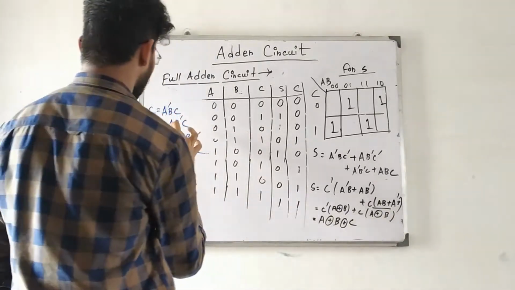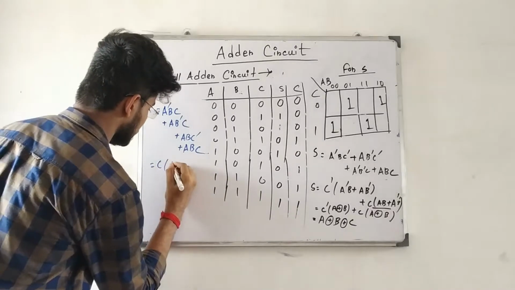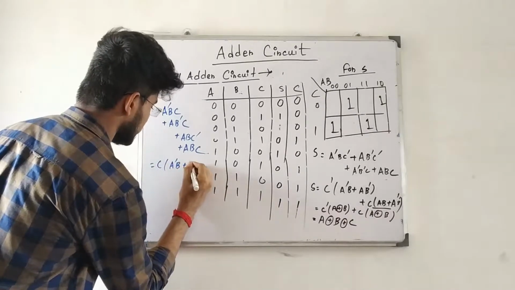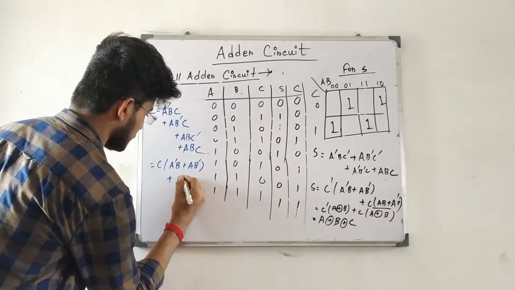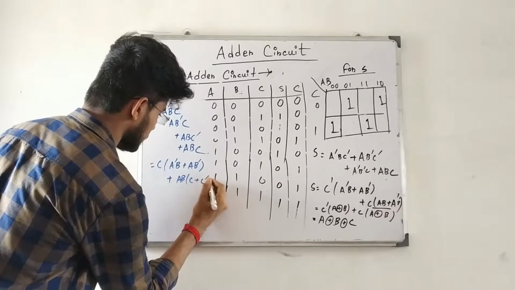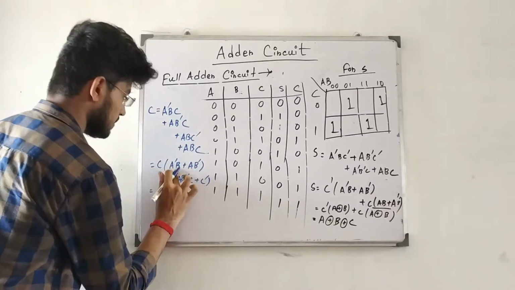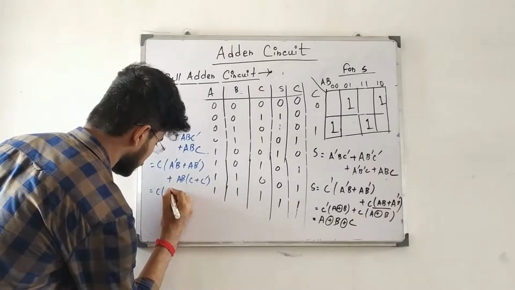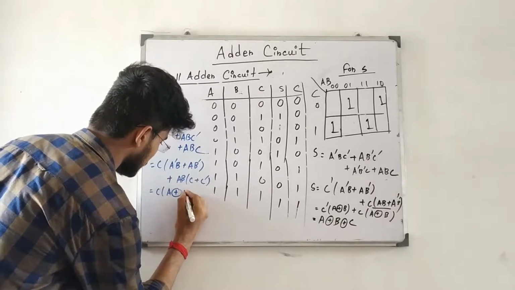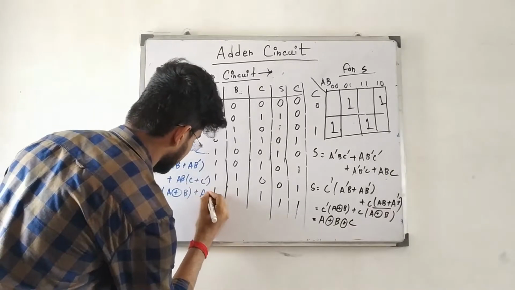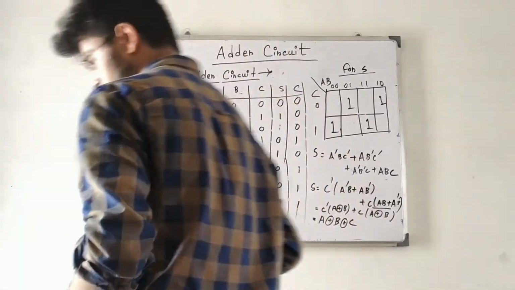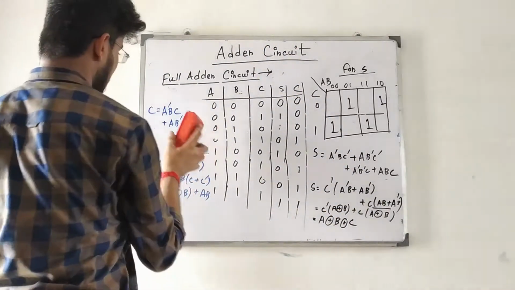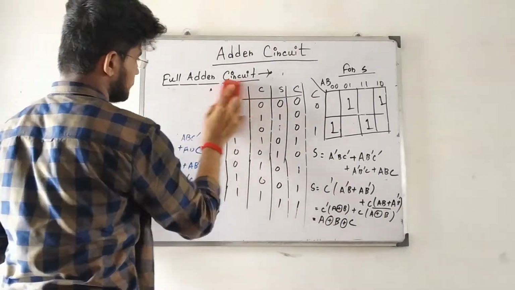So if we take C common from here, this is C (A bar B plus A B bar), plus if we take AB common from here, that is AB (C plus C bar). So A bar B plus A B bar means A XOR B. So this is C into A XOR B plus AB, because C plus C bar is always equal to 1. So we have found the expressions for sum and carry for the full adder circuit.